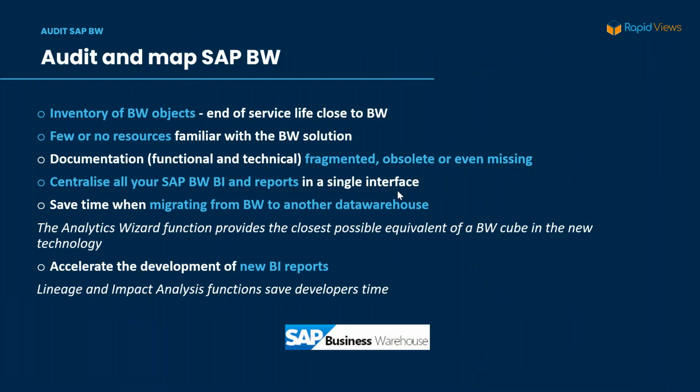So with the BI Smart Story, you will have the ability to centralize all your BI and all your BW assets and reports in your platform. All the versions of BW are working. So 7.5, BW on HANA, BW for HANA, everything is working. And you will save a lot of time to migrate BW to another data warehouse.